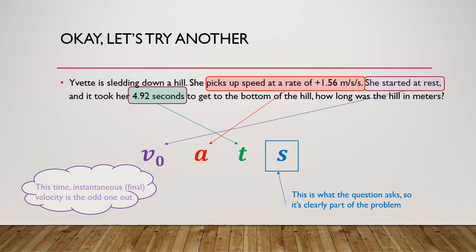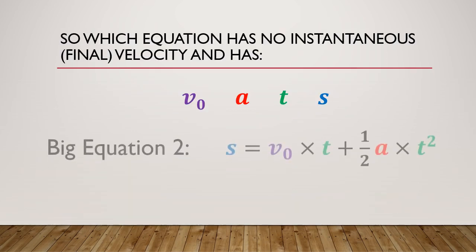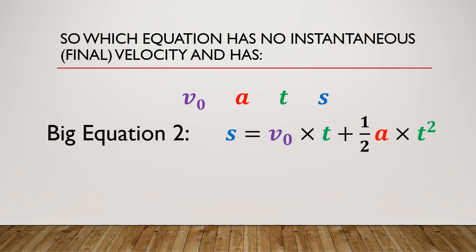So in this case, we don't have anything to do with final velocity, right? So since final velocity is not part of the problem, we need to find an equation that does not have final velocity as part of it. And when we look at all of our big 3 equations, we will see that this is big equation number 2. There's no final velocity in big equation number 2.